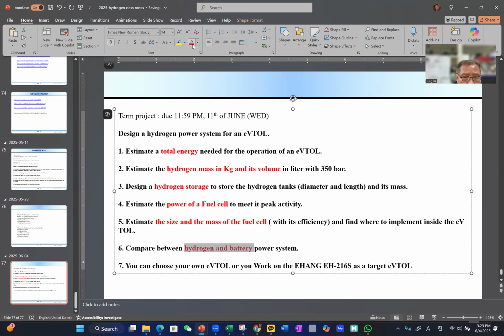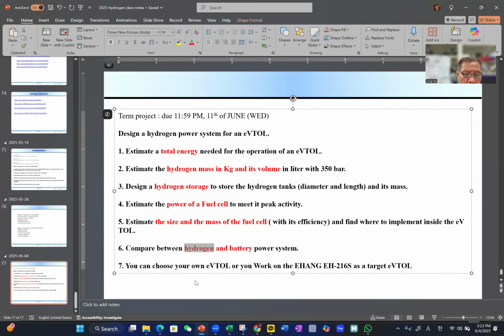This is important to understand. The reason is that the battery power system is already well established and almost fully commercialized. Now, as an alternative power system, we would like to develop and propose a hydrogen power system. To do so, we should be able to compare between these two power systems. So it is important to compare them.